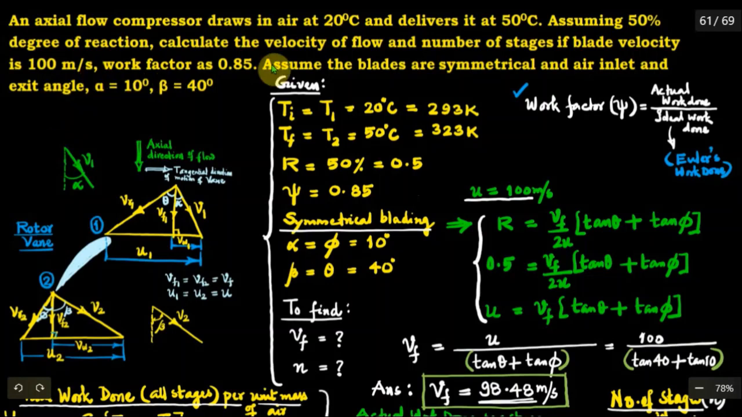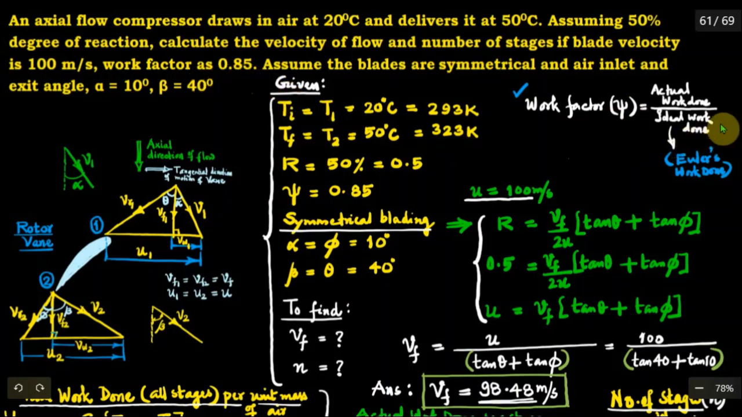And the work factor is given as 0.85. See, the work factor psi is a ratio of actual work done to ideal work done. Ideal work done means theoretical work done or Euler work done by the impeller or rotor on the air. This we discussed in the case of centrifugal compressor. The same factor is applicable here. So here that value psi is less than 1, that is given 0.85.